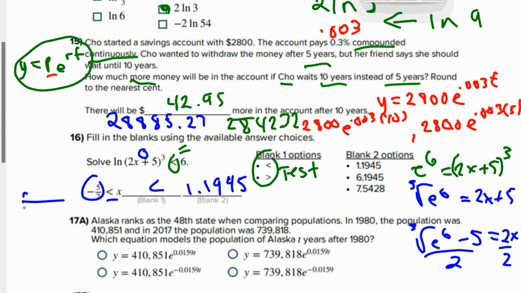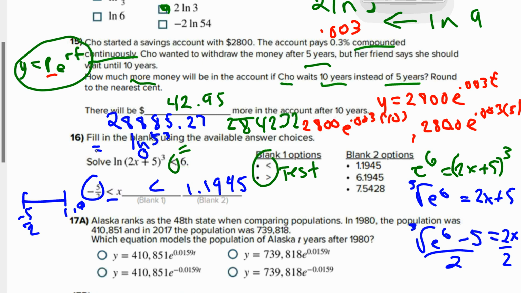So I want to know between -5/2, which is -2.5, and a positive 1 point something. I want to test in between. So I would say test 0. So I plug in 0. 2 times 0 is 0. 0 plus 5 is ln of 5 raised to 3. And 5 raised to 3 is 125.